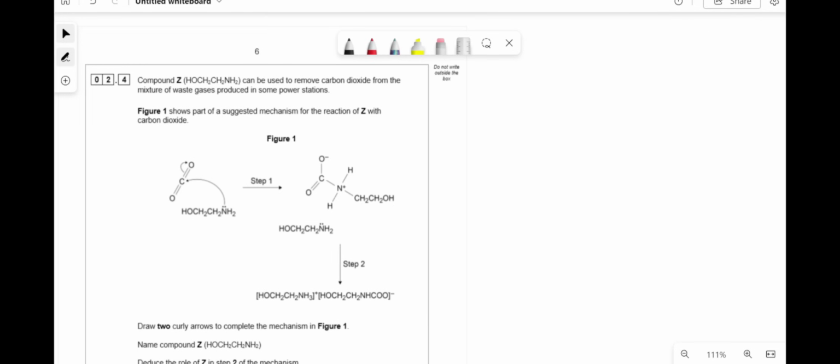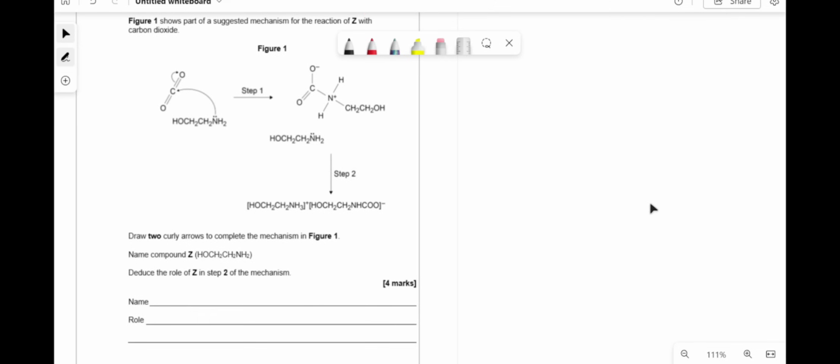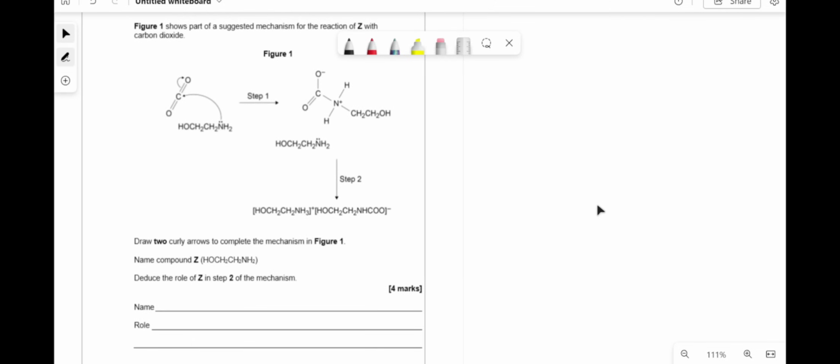Compound Z can be used to remove carbon dioxide from a mixture of waste gases produced in some power stations. Figure 1 shows a part of a suggested mechanism for the reaction of Z with carbon dioxide. Now it says draw 2 curly arrows to complete the mechanism, name compound Z, and then deduce the role of Z in step 2. Although the mechanism isn't entirely crystal clear here, as long as you have a decent understanding about how all of them work, then you should be okay.